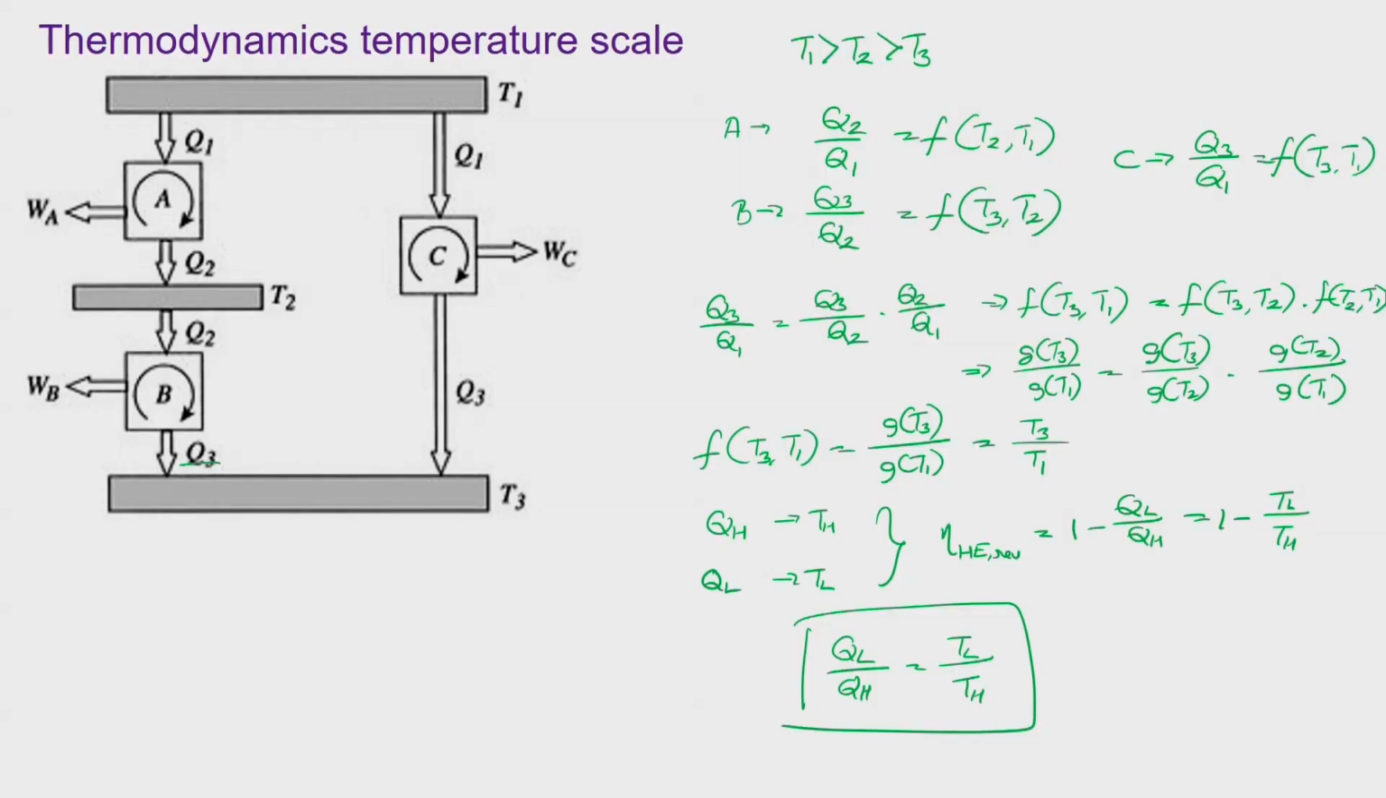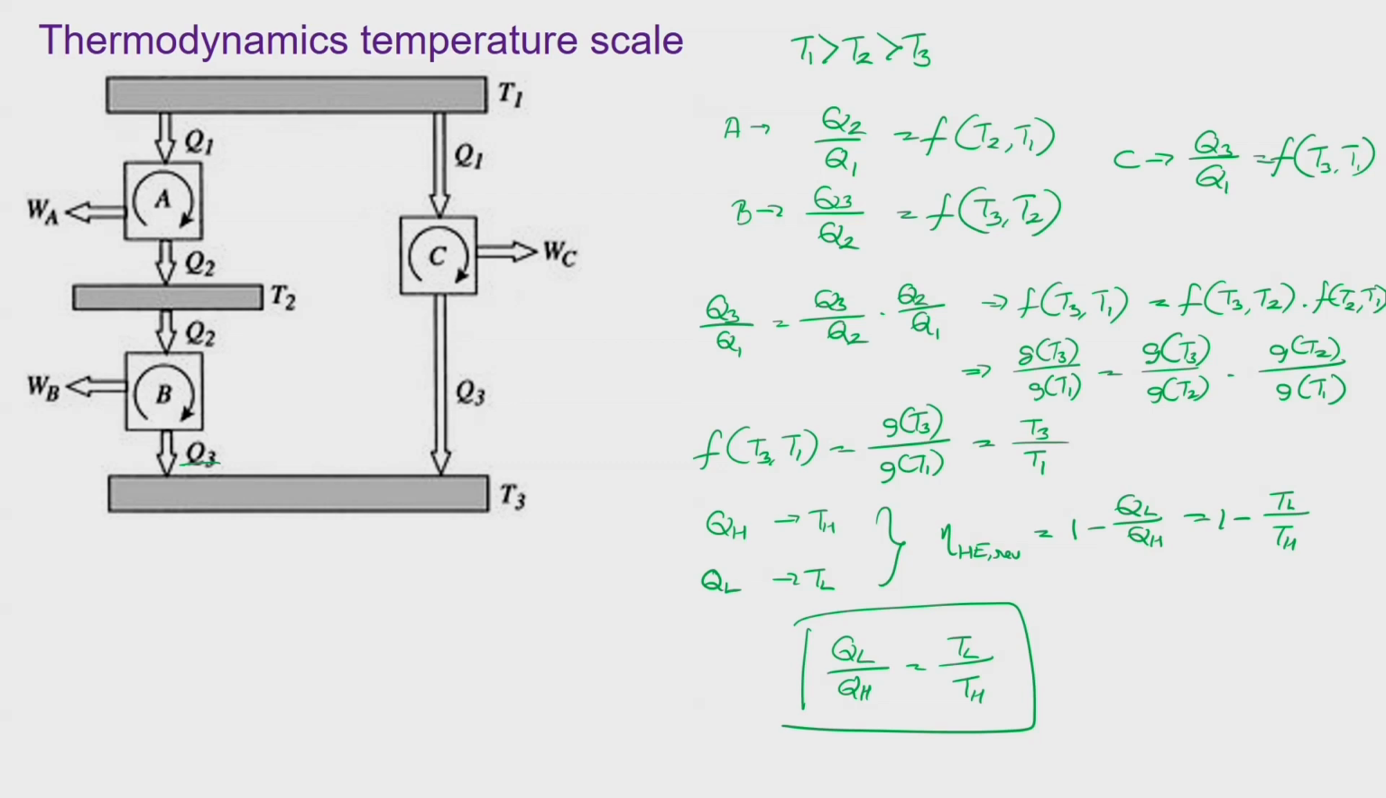Here it does not matter whether there is some kind of phase change phenomenon going on inside T1 or inside T3 or something else. We are just directly getting that the ratio of these two heat interactions is equal to the ratio of the corresponding temperatures, and that is why it is called the thermodynamic temperature scale. It is independent of the behavior of any material and is an absolute relation.